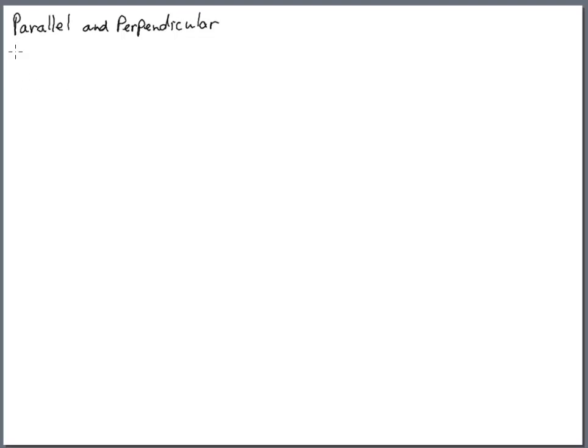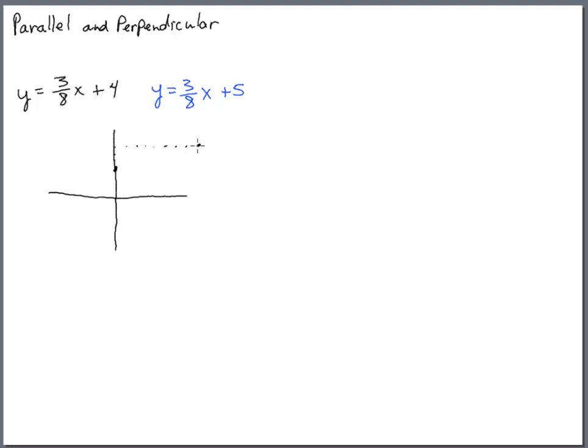To start off, we'll look at two examples. y equals 3/8x plus 4, and the other one, y equals 3/8x plus 5. Now if we put both of these on the graph, rough sketch here, this guy has an intercept (0, 4) and has slope 3/8, which means from that point we go up 3 and over 8. So it looks like this, or, you know, a straight approximation to that.